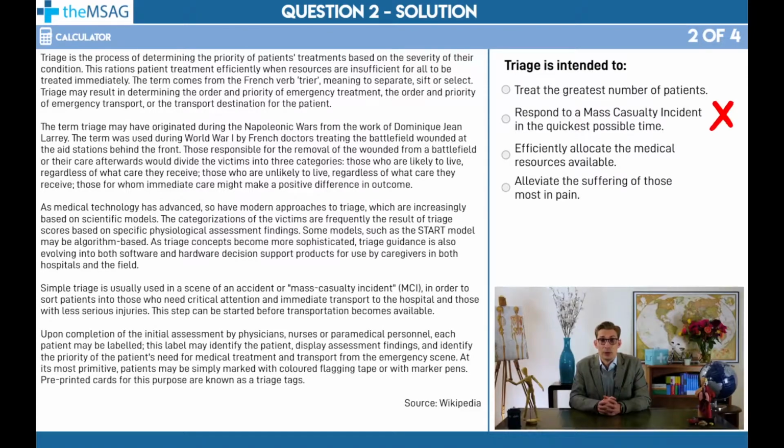Option D was to alleviate the suffering of those most in pain. Many students might have picked this answer, but it is based on a subtle assumption. Triage is not about pain per se, but about the severity of the condition. Do you see the difference? You might have assumed pain correlates to the severity of a patient's condition, but that's just an assumption. A critically unwell patient might be in less pain but in more need of urgent medical attention than another patient with severe but not life-threatening injuries next to them.